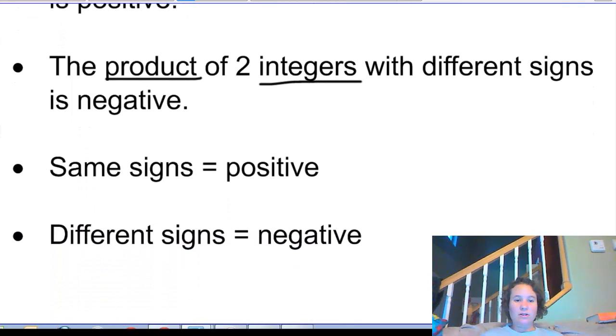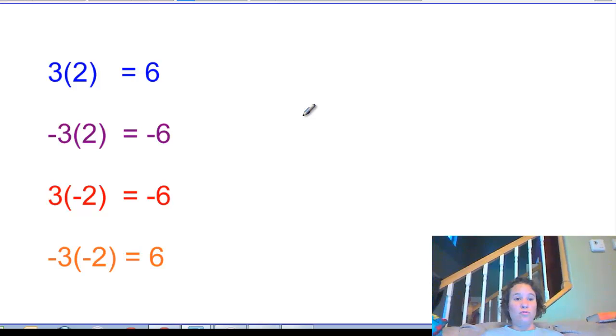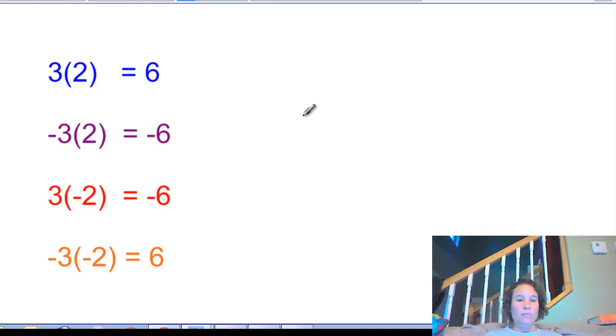So if I want to simplify this down a little bit, the easy way to remember that is that if I have the same signs, my answer is going to be positive, and if I have different signs, my answer is going to be negative. And so you can see, if I do just a normal multiplication, 3 times 2, I will get 6, positive 6. If I do -3 times 2, my signs are different, so my answer will be -6. If I do +3 times -2, again, my signs are different, so my answer will be -6. And then the little slightly weird one, if I do -3 times -2, the signs are the same again, so my answer is going to be positive.